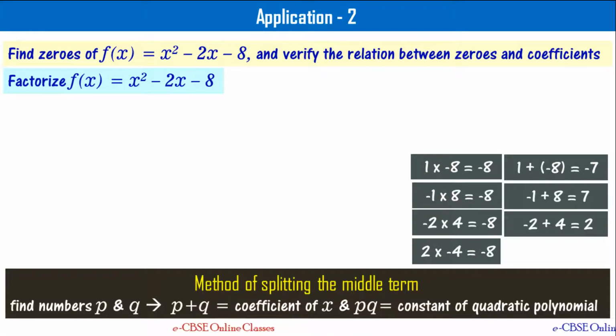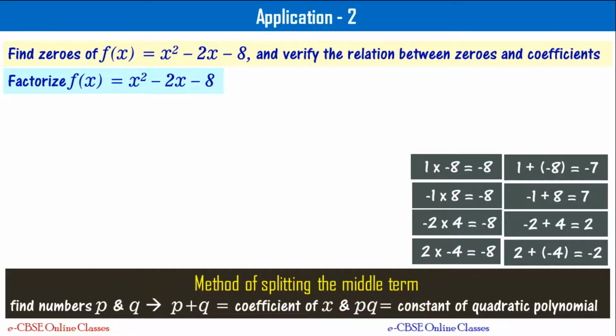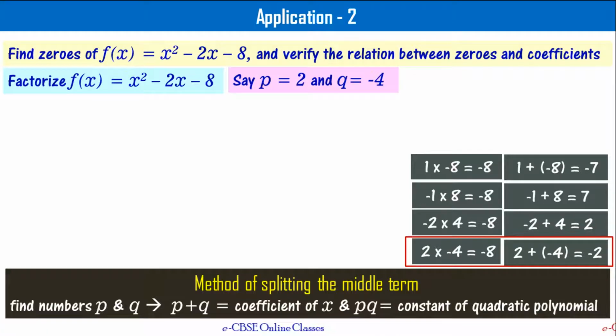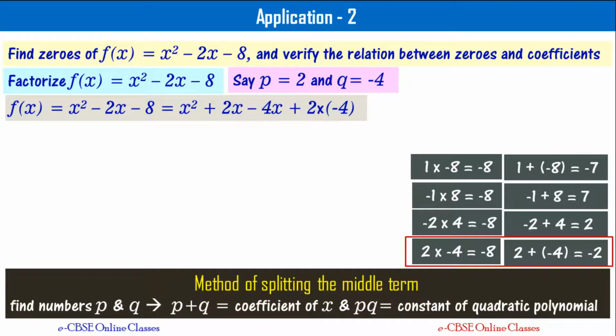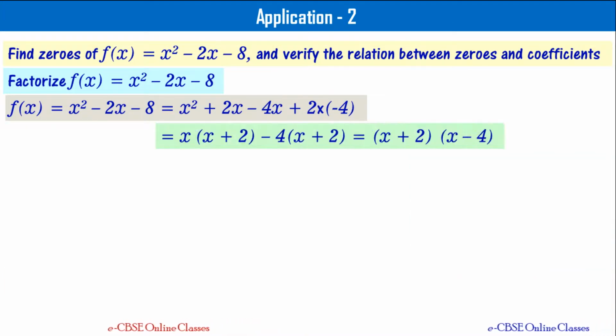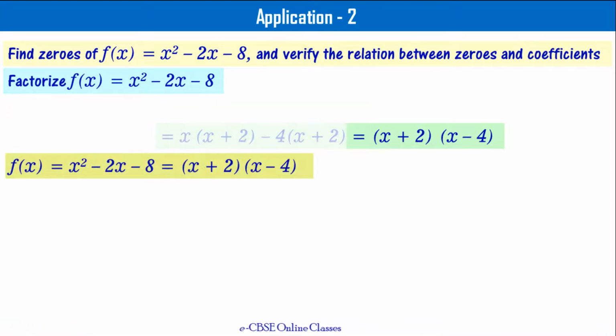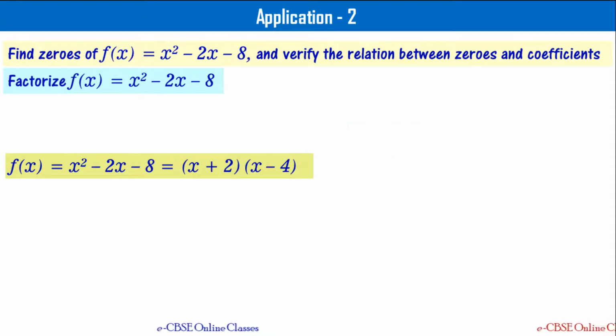So -8 now can be written as 2 times -4. And their sum is equal to -2. It is matching exactly our requirement. So now we say that p is equal to 2 and q is equal to -4. So f(x) can be written as x² + 2x - 4x + 2 times -4. And this can be further simplified and rearranged such that it can be written as (x + 2)(x - 4). Now let me write f(x) equal to (x + 2)(x - 4).